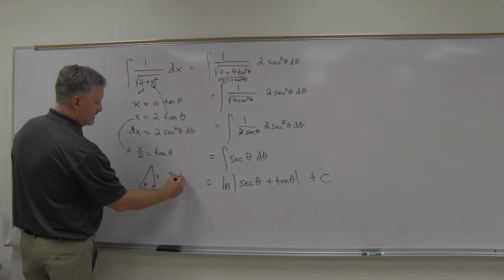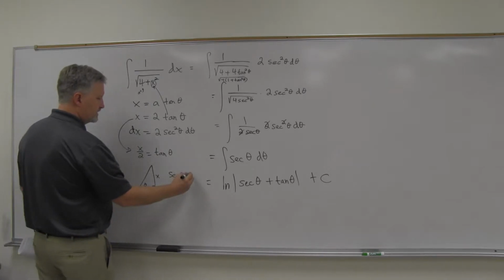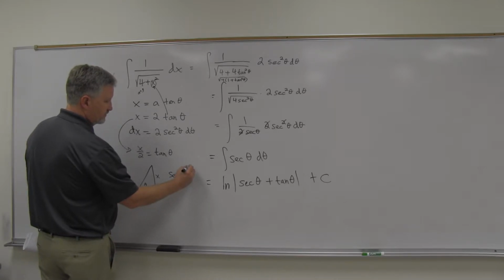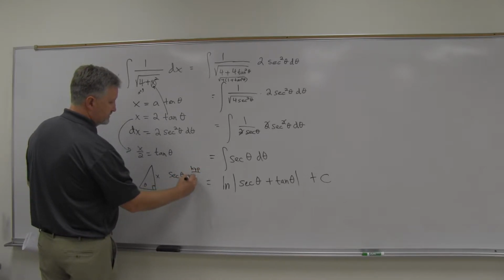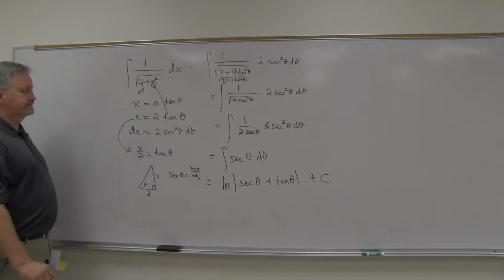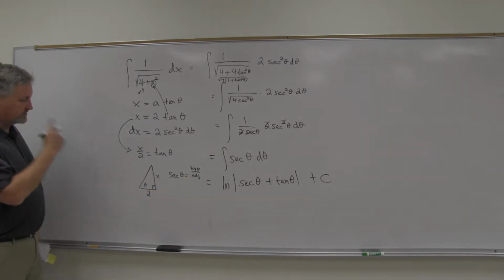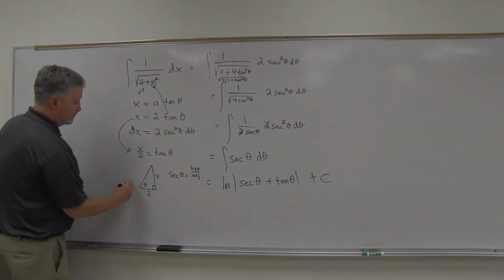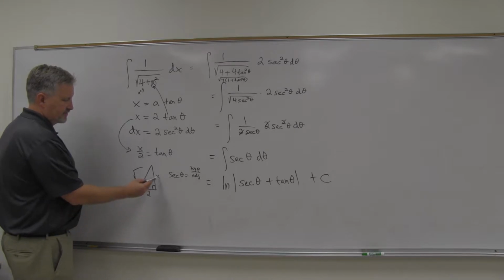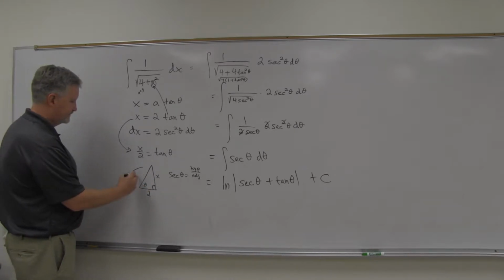Secant theta is the reciprocal of the cosine, and cosine is adjacent over hypotenuse, so secant is hypotenuse over adjacent. Did you get that? So I do need the hypotenuse. What is it going to be? Well, it's just going to be the square root of those two squared.